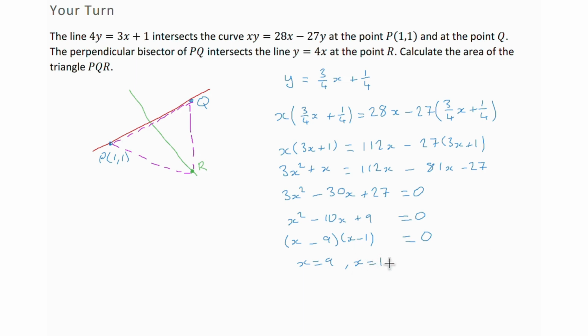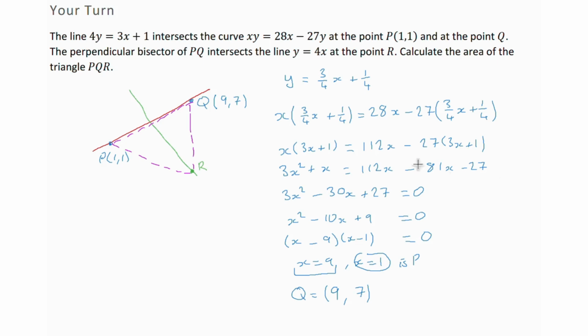Now we know x is equal to 1. This one here is P, because P is when x is equal to 1. So this is the one we're interested in. Substituting that back into this equation, we get Q: the x coordinate is 9, and then 3/4 of 9 plus 1/4 is 7. So now we know Q has coordinates (9, 7).